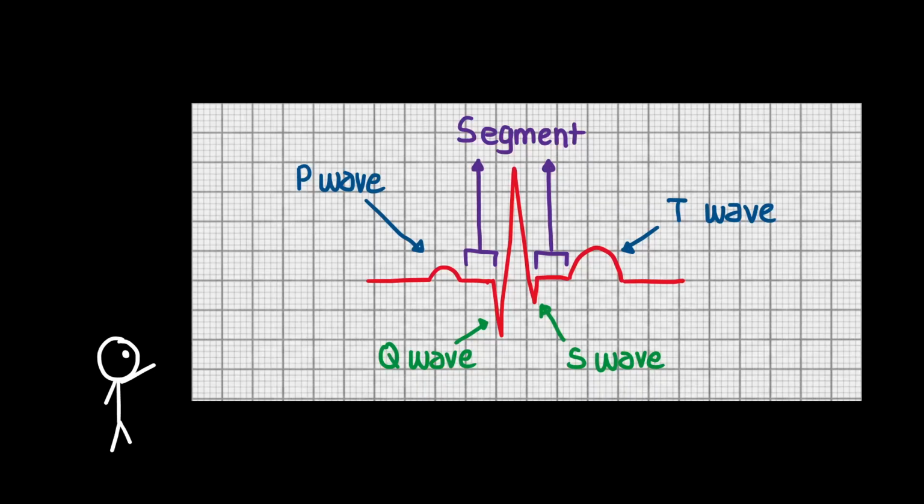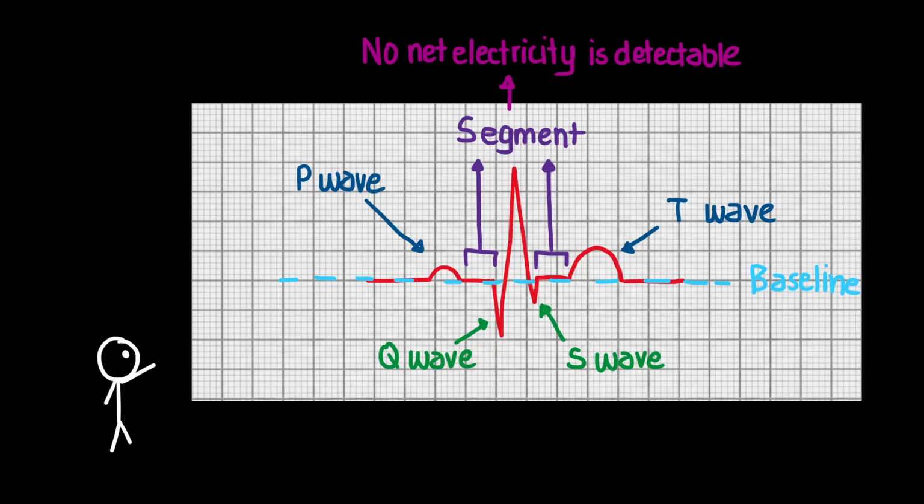Another important structure in the ECG is the segment. A segment is a flat stretch between 2 waves. The line returns to baseline and stays there. No deflection and no movement up or down. Just a flat line between 2 events. A segment represents a period where no net electrical movement is detectable. The electricity exists, but it's not producing a net force the electrode can measure.